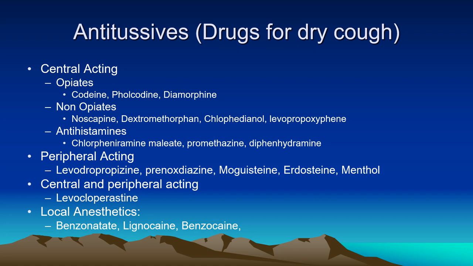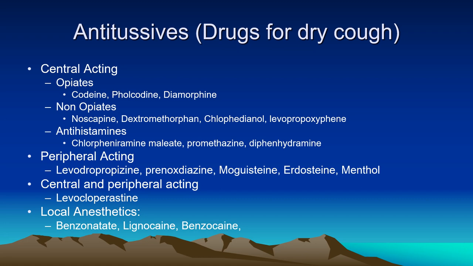Codeine, pholcodine, and diamorphine belong to the morphine group. And noscapine, dextromethorphan, levopropoxyphene are considered non-addicting, and they are non-opiates actually. Later on we will realize some of them are related to one of the opiates also. Now, antihistaminics such as chlorpheniramine maleate, promethazine, and diphenhydramine, the older first generation compounds, have some cough suppressing activity.